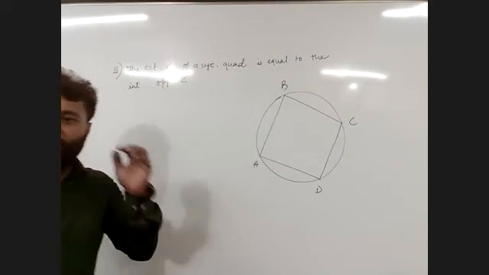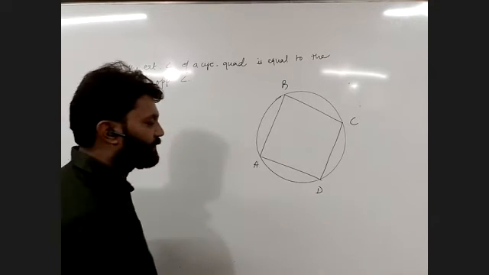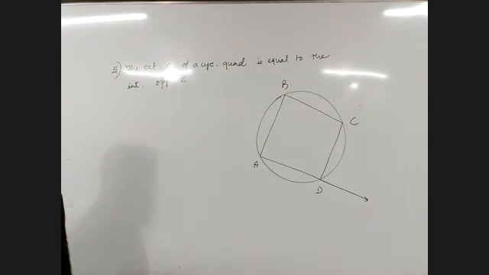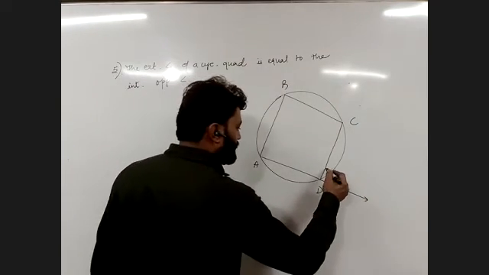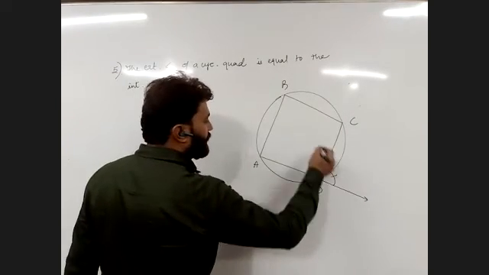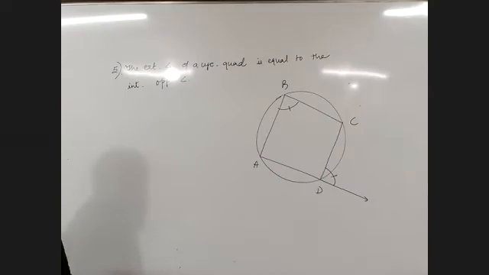Take A, B, C, D. Is it a cyclic quadrilateral? Definitely yes. Why is it a cyclic quadrilateral? The four vertices lie on the circumference. Now, if we produce one of the sides, we produce this. The exterior angle so formed, this is the exterior angle, will be equal to the interior opposite angle. Am I clear with it?